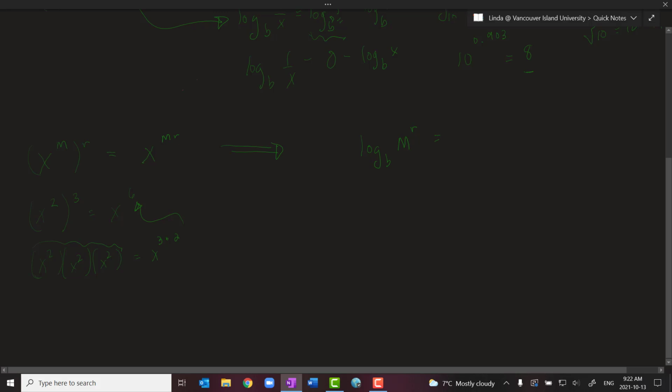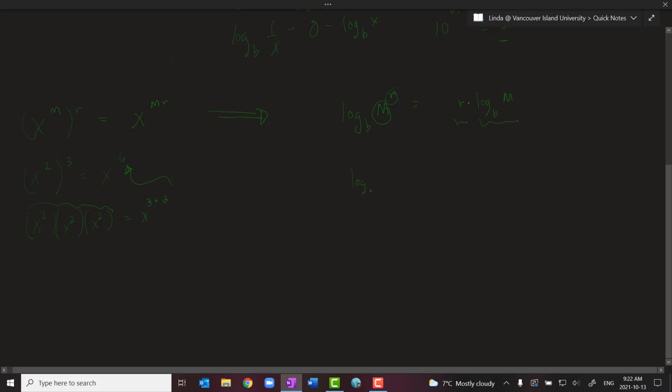Okay, and that leads us to log base b of x to the m to the r: we take the exponent of this guy, which is that, and we multiply it by the next exponent. So we multiply the exponents together. And remember, this is an exponent, so when I take this exponent and multiply it by this, I'm multiplying the two exponents together. So let's see an example that will make that more clear.